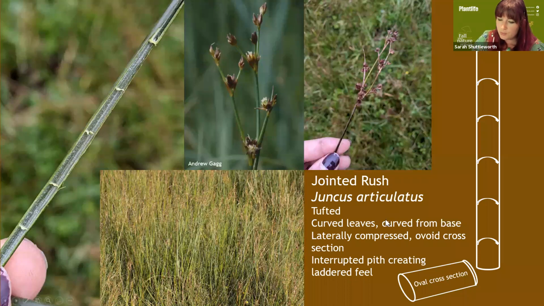There are a couple of others with that, but this one is very common. It slightly grows at an angle from its base, so it doesn't grow straight up, it curves and comes out. Particularly if it's growing on bare mud, you can see that. Generally, the leaves have an oval cross section and are slightly flattened. And again, it's quite a spread out inflorescence at the top.